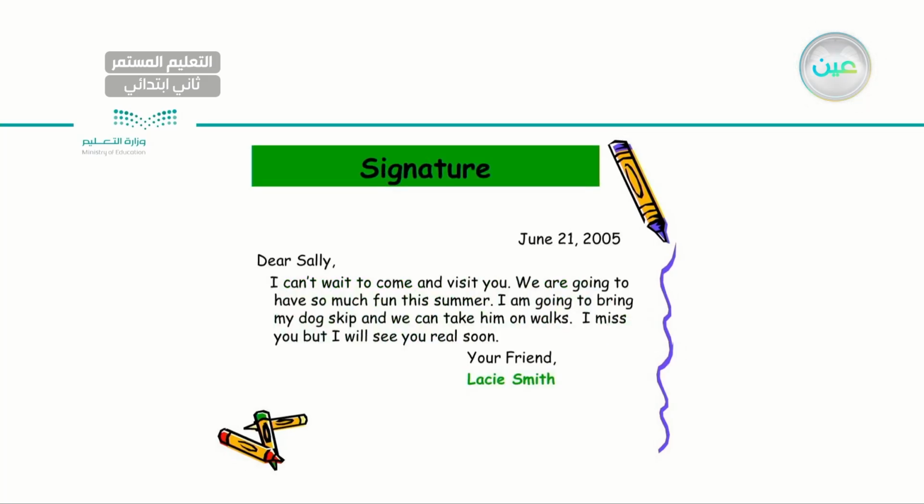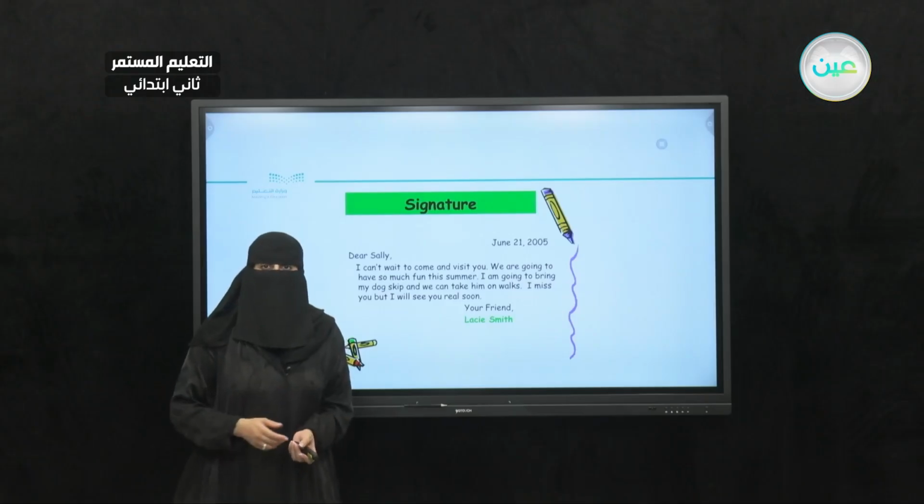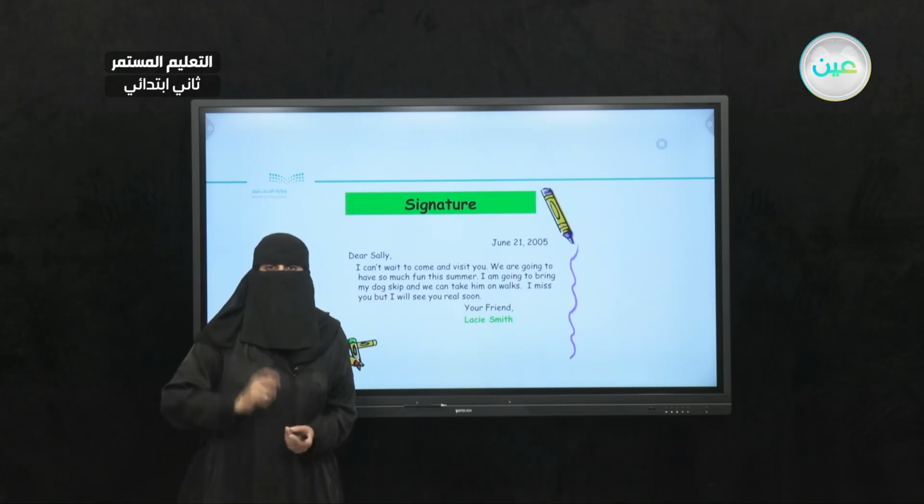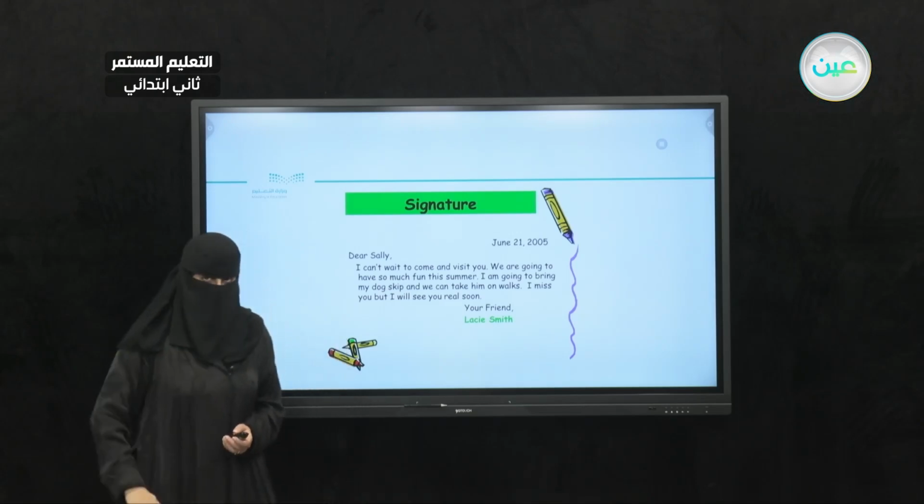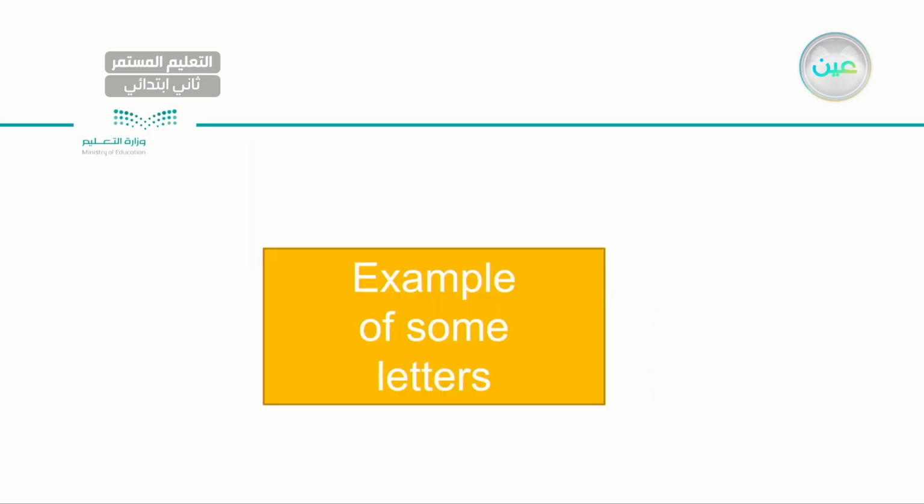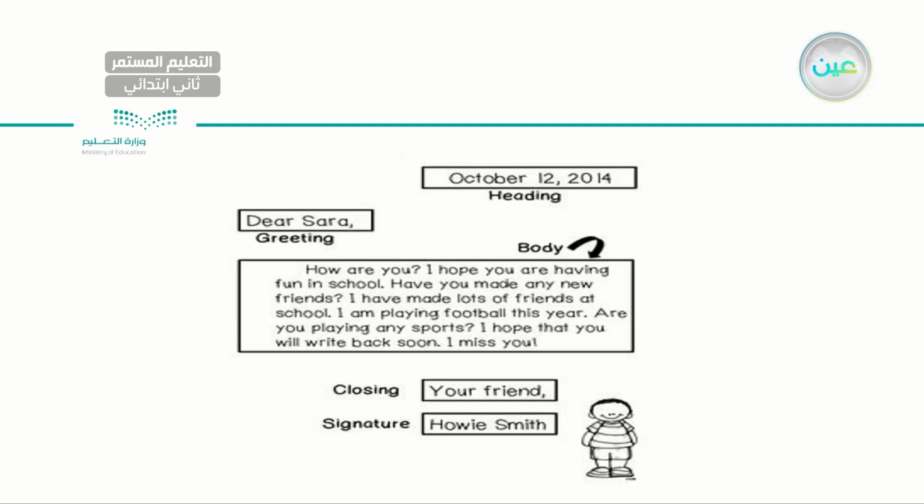And then we must conclude or end it with our signature. Who's writing this letter? You must write your name at the end of the letter. Now, let me show you examples of different kinds of letters. Different examples. As you can see here.